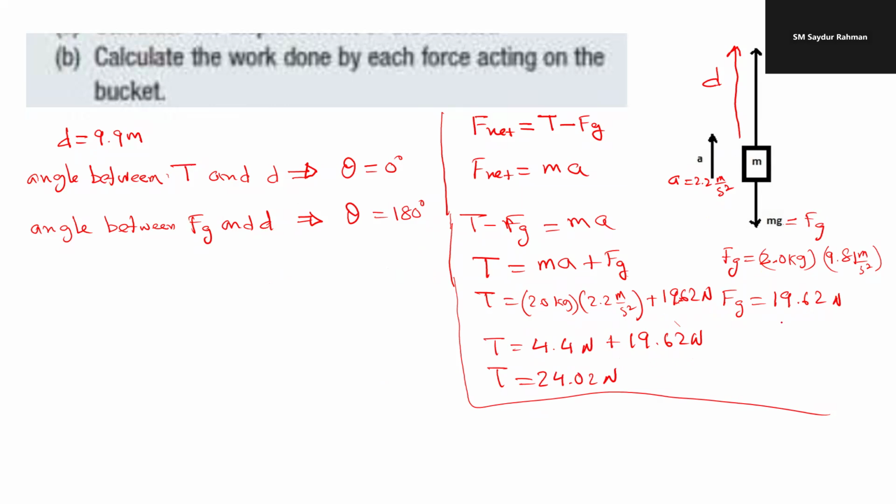You also know the force of gravity, and we know the angle. So let's calculate the work done by the tension force, which is equal to T times d times cosine of the angle, 0 degree. T is equal to 24.02 Newton multiplied by the displacement, 9.9 meter. Cosine 0 is equal to 1. So if you calculate that, 24.02 times 9.9 times 1. Let me grab my calculator and then we can do it.